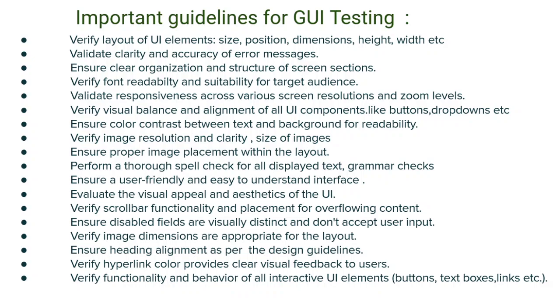Verifying the visual balance and alignment of all the UI components like buttons and drop downs. As I said earlier, a website or any application can contain different types of UI elements. Their alignment should be proper, for example buttons, drop downs, etc. We also have to validate the color contrast between the text and background for readability. Text color should not be very bright, and it should not be very light as well. It should be in between those. When the user wants to read anything, it should be pleasing enough, and easy enough for the user to read that content.